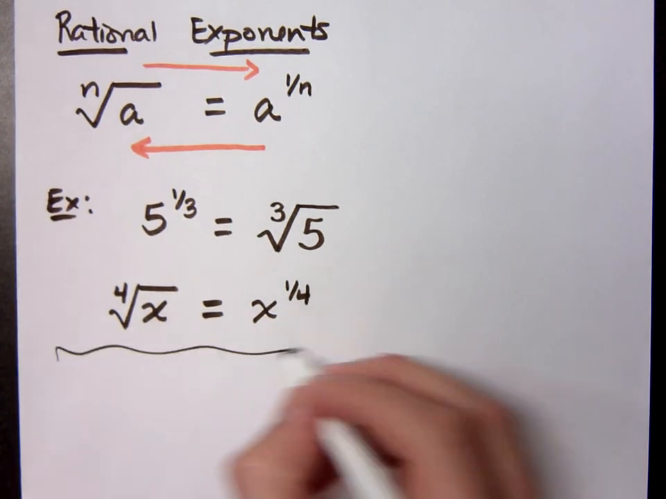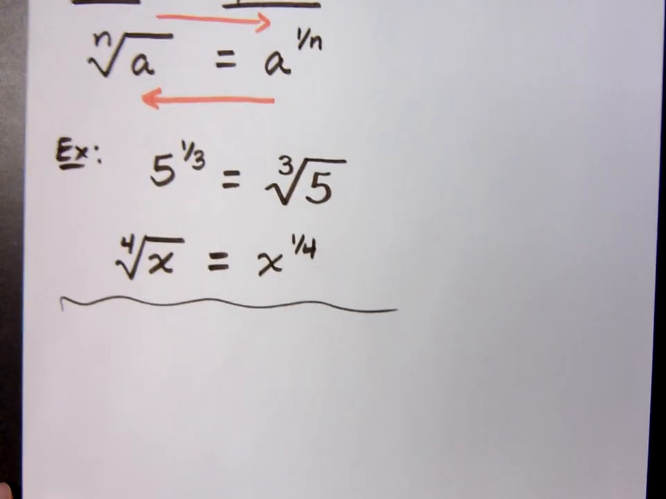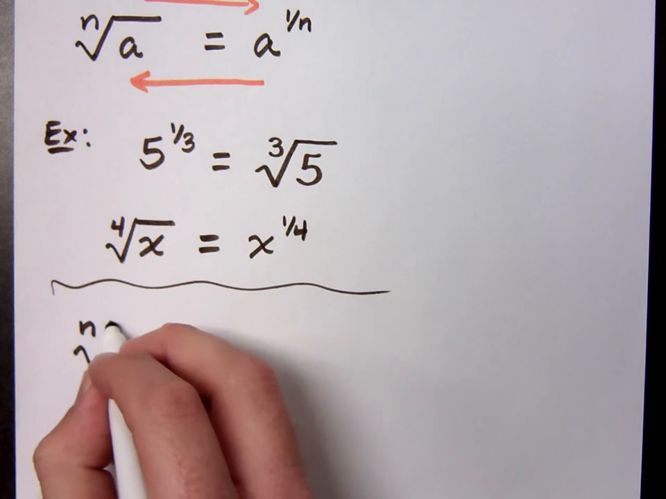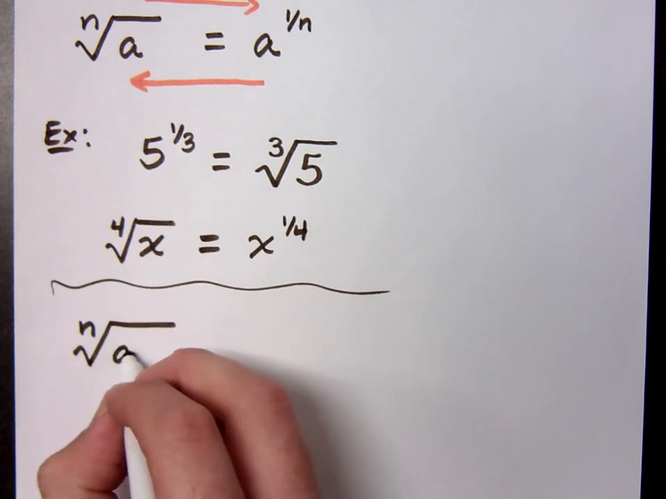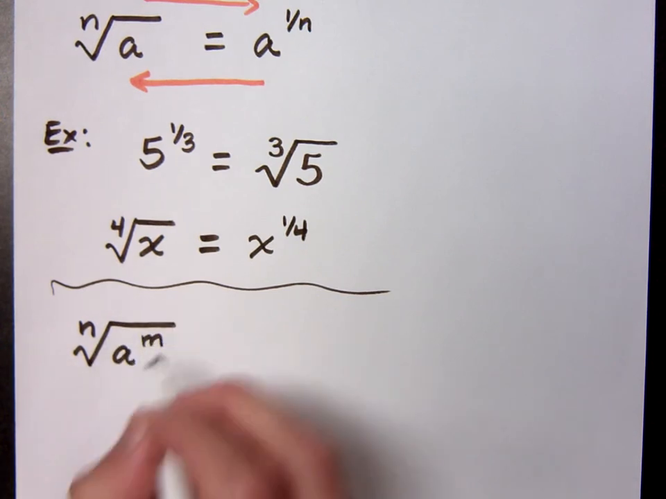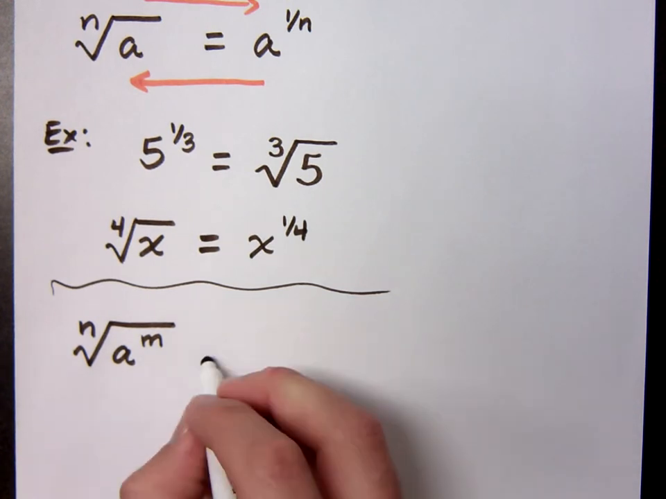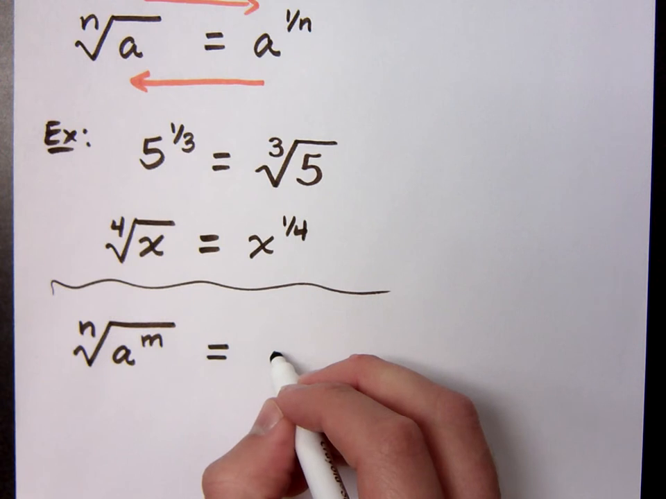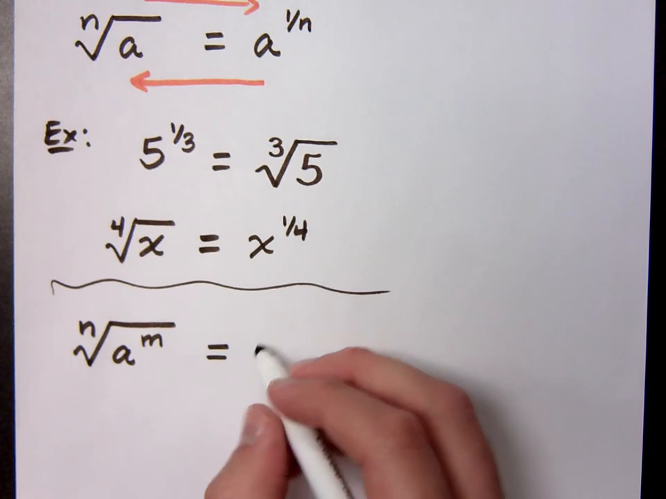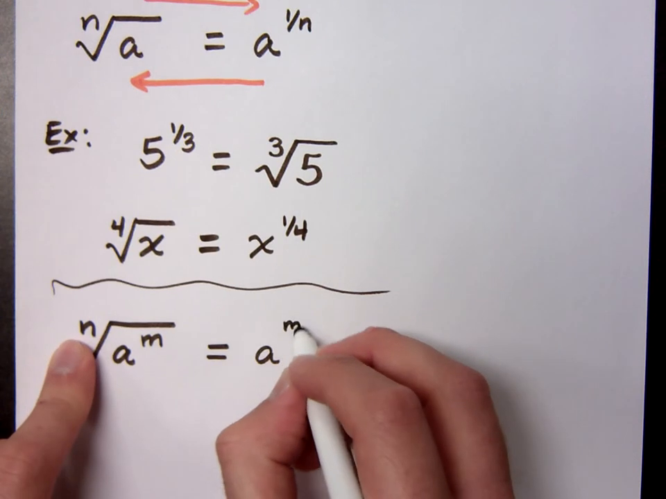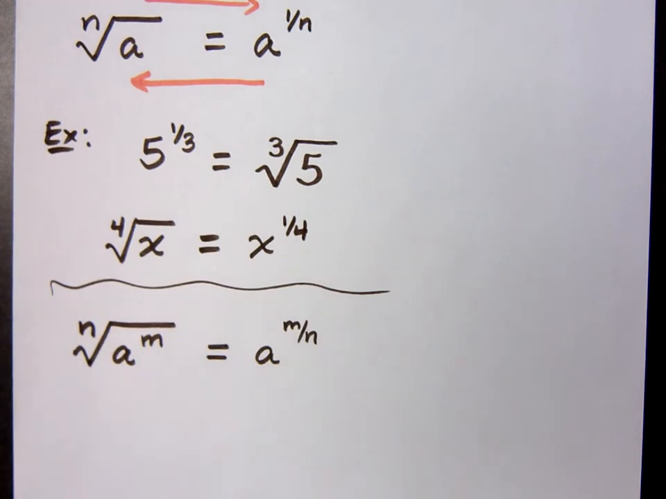Okay. Really, here's the main thing for this section. If I had the nth root of a to the m power, what do you think that means? Right, the index is going to become the denominator of that power. You with me on that?